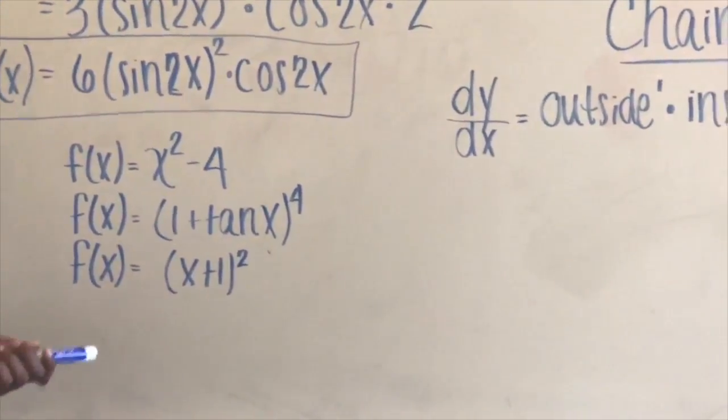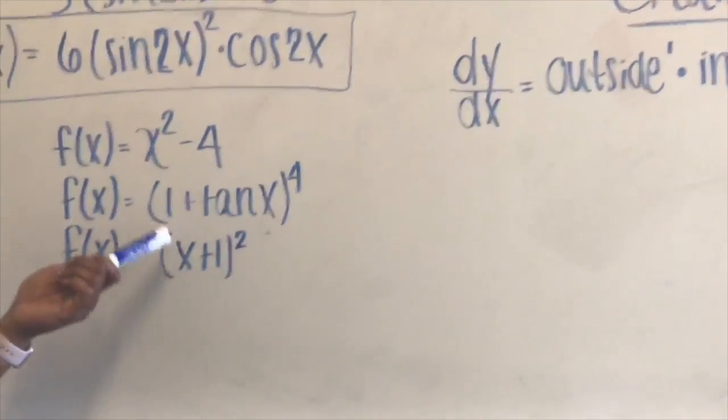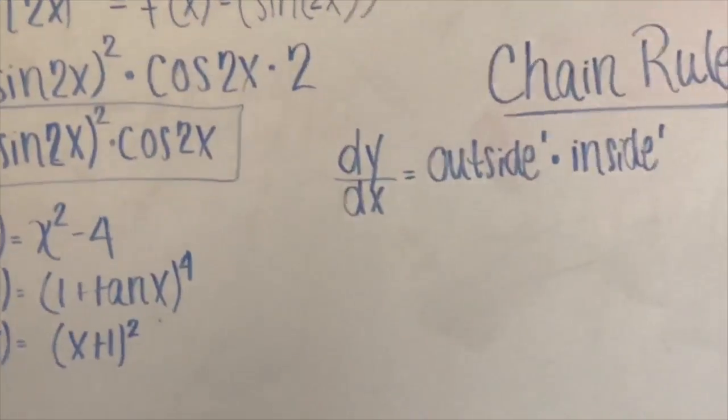Here is kind of tricky. You could use the chain rule, but you wouldn't need to because the derivative of x is 1. So either way, it would just be x.